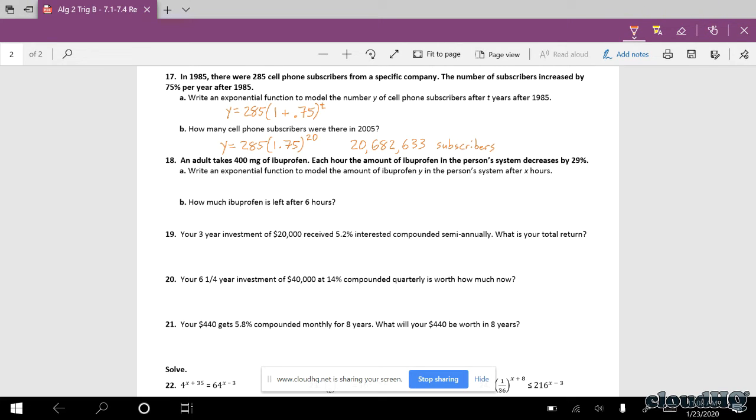Where did I get the 20 up here? So we're talking about 2005. T is the number of years since 1985. So 20 years have elapsed.